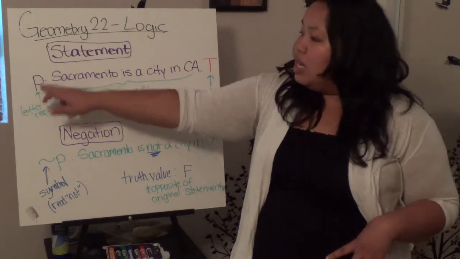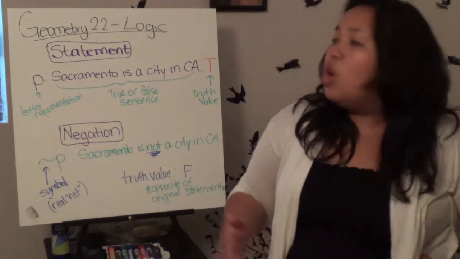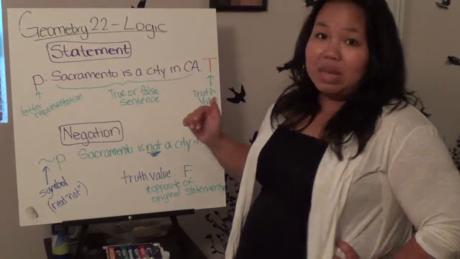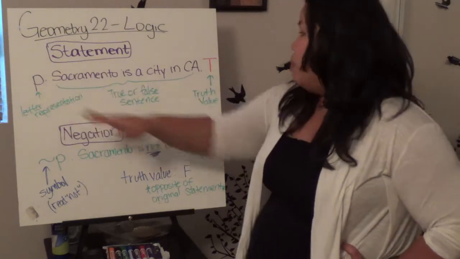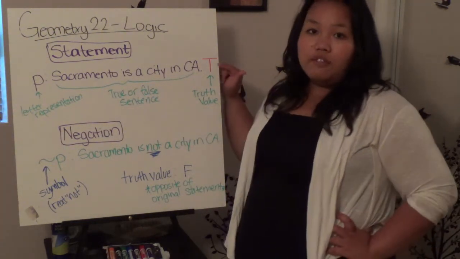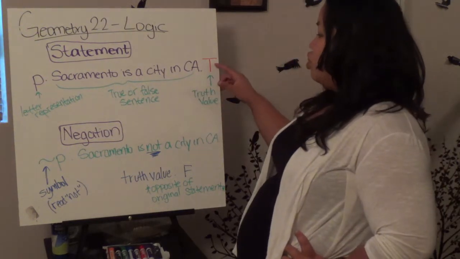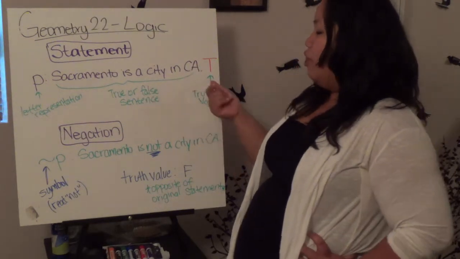And this P tells me that's a letter representation. You know how we use X to represent certain numbers? Well, in this case, we also use letters in order to represent these statements so that we can write them in quick form. So that's the purpose of the letter representation. And this, whether it's true or false, is called the truth value. So for Sacramento is a city in California the truth value is true because Sacramento is indeed a city in California.